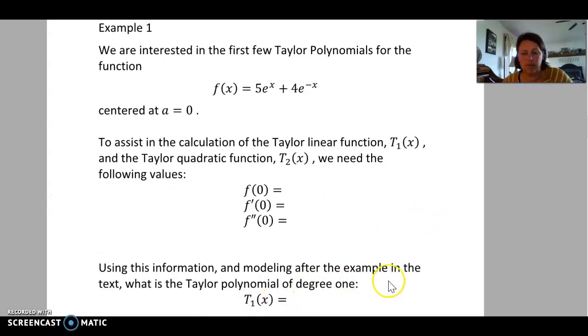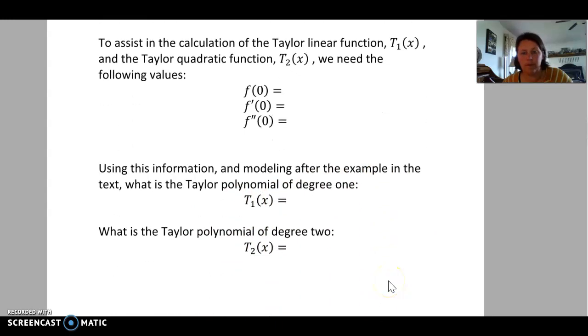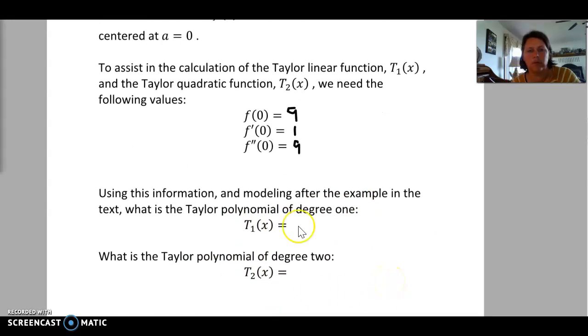So now, move up a little bit. Okay, so I just rewrote a little bit. So I have the equations that we got. So f of 0 is equal to 9. F prime of 0 we found was 1. And f double prime of 0 was equal to 9. So now we're going to use this information to find, first of all, a first degree Taylor polynomial.